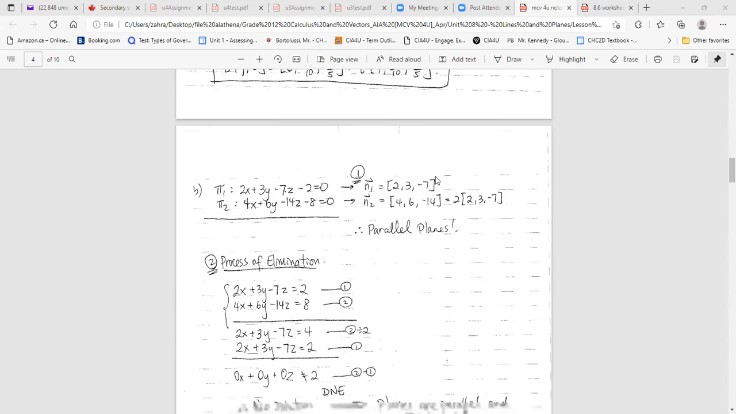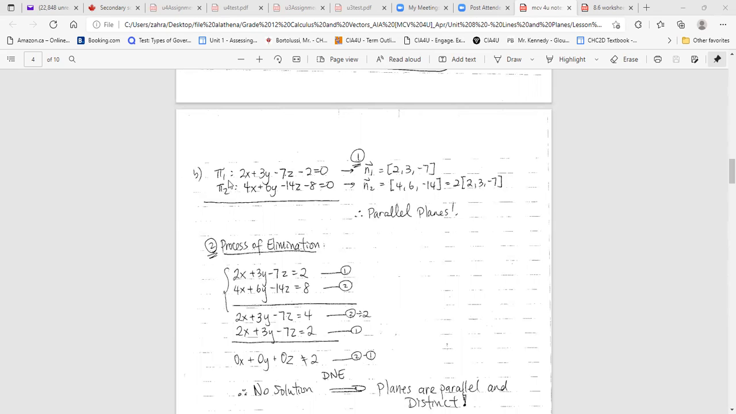Here is another question. Two planes are given. The normal is 2, 3, -7 here and 4, 6, -14 here. They are multiples of each other. So they are parallel. They are parallel and they are distinct, right? But we can try to find it out.